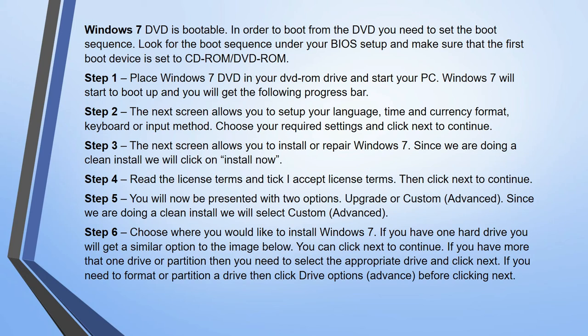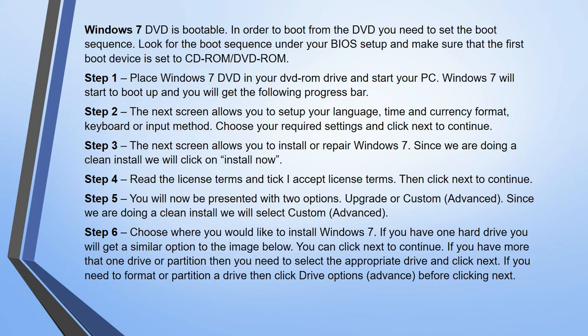If you have one hard drive, you will get an option similar to the image below, and you can click Next to continue. If you have more than one drive or partition, then you need to select the appropriate drive and click Next. If you need to format or partition a drive, then click on the drive options, that is Advanced, before clicking Next.